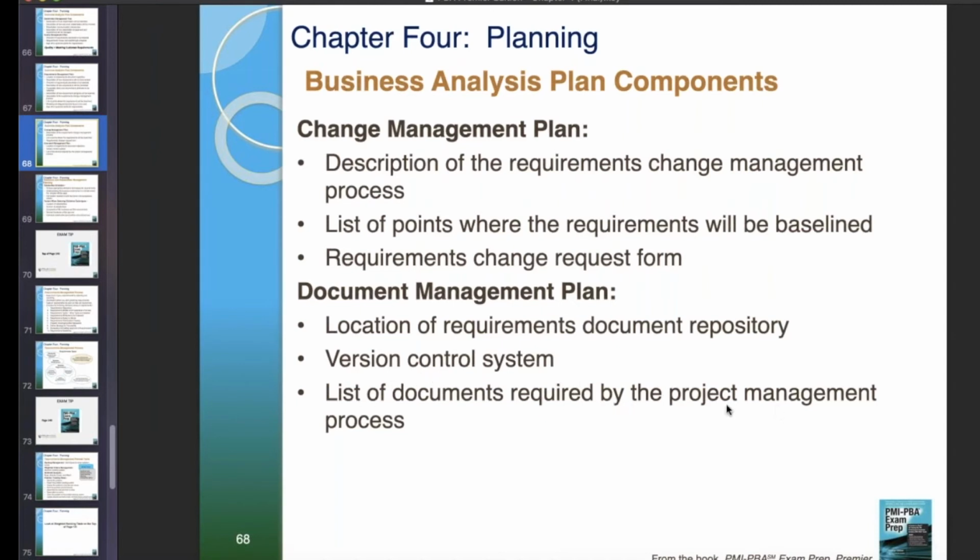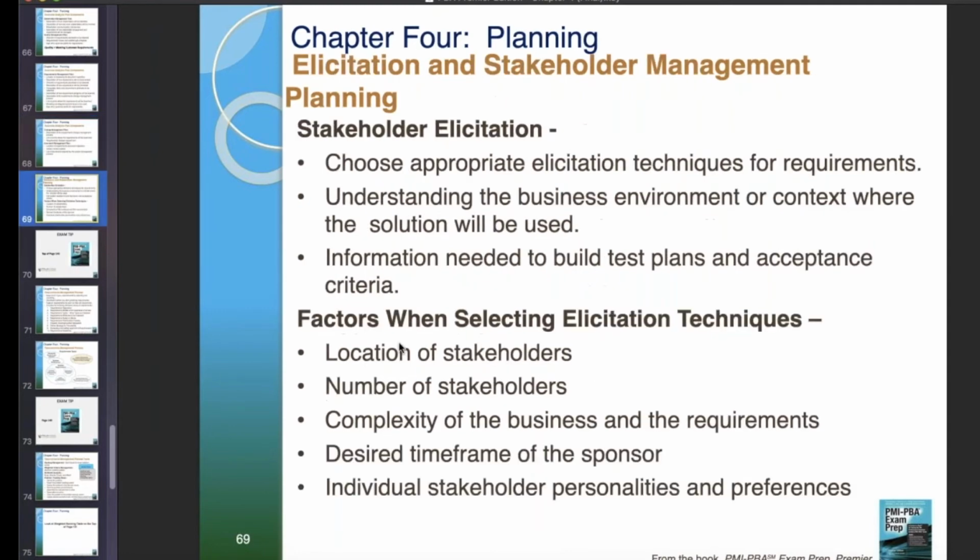List of documents required by the PM process is also a part of the document management plan. Now we get into eliciting requirements from stakeholders. Choose the appropriate technique of elicitation for requirements. You don't want to badger people more than you have to get their requirements. So think about it, choose the right way to do it, and then do it and get it done. Understanding the business environment or context where the solution will be used is very important. Context counts. Information needed to build test plans and acceptance criteria is also part of stakeholder elicitation.